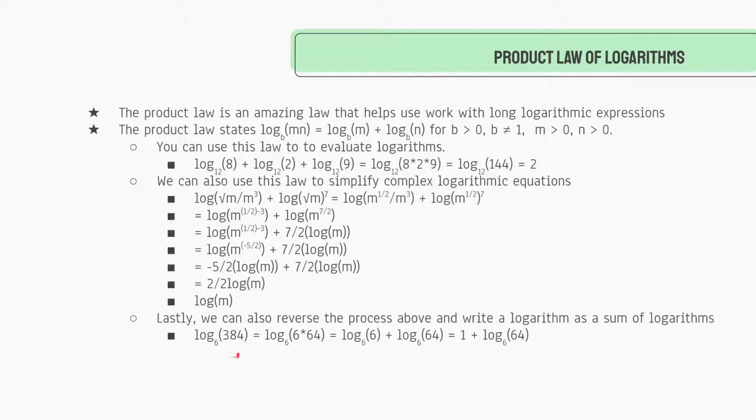I was given this, and so I was figuring out what 384 multiplies to, or what it is a product of. I figured out it was the same thing as 6 times 64. Then using the product law, we know that's just the sum of the two logarithms. And so we do that, then we can identify that this over here is simply equal to 1. And so our final answer is this. As you can see, it is pretty simple. You just need to memorize this equation.